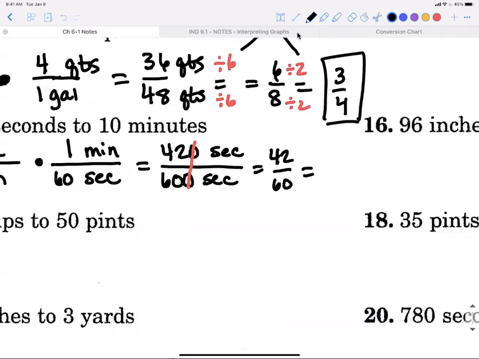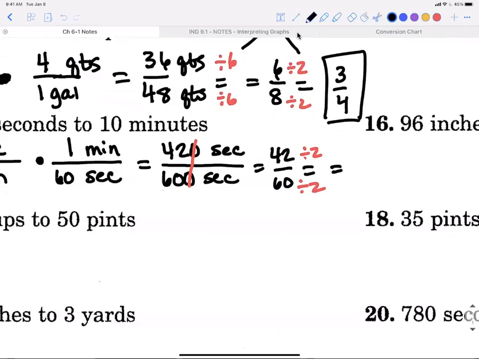If nothing right off the bat jumps out at you, does anything jump out at anybody? If not, we're going to go with 2, because they're both even. So I know I can do that. 42 divided by 2 is 21. 60 divided by 2 is 30.